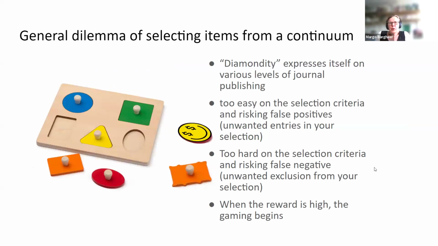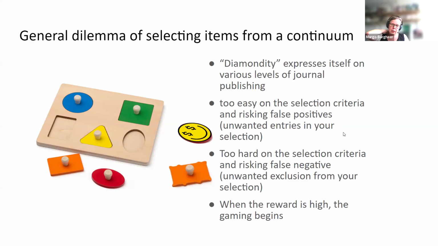Because when you have to build up a selection, you always have a general dilemma. And that is, for instance, if you're too easy on the selection criteria, you're risking false positives, meaning you have unwanted entries in your selection. Journals disguising as diamond and institutional rerun or editorial ownership. But maybe even more risky is that you're too hard on your selection criteria, and then you have unwanted exclusion from your selection because you're risking too many false negatives.